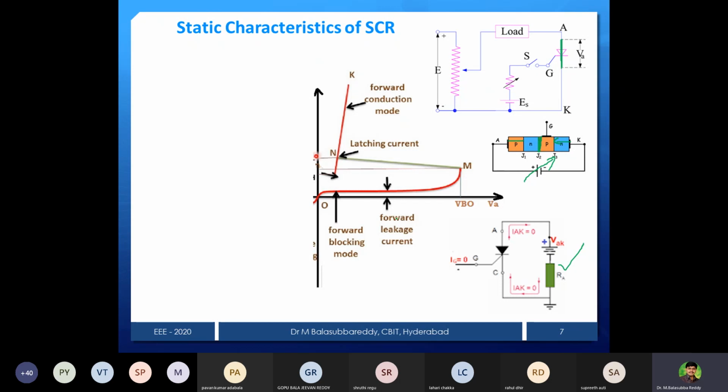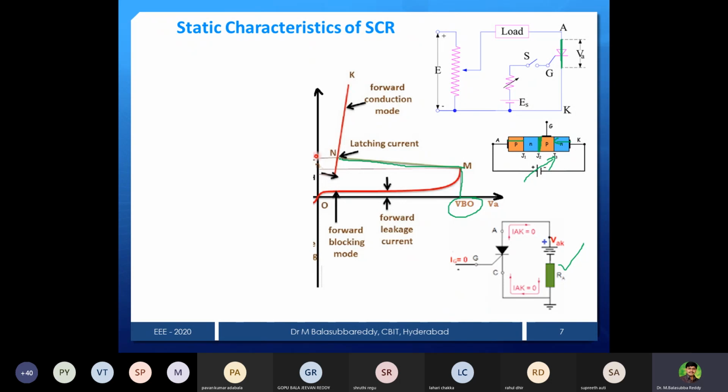Now we can see the characteristics. Earlier, this red line represented the voltage, and the gap is the leakage current. This voltage will be gradually increasing. Finally, once you apply the voltage across anode and cathode up to the VBO, the thyristor immediately starts conducting. Once the thyristor is conducting, what will happen to that voltage?